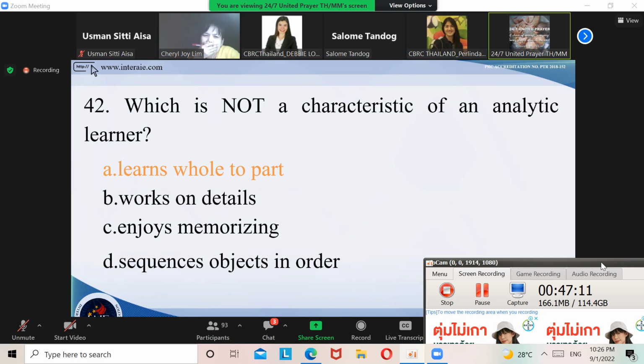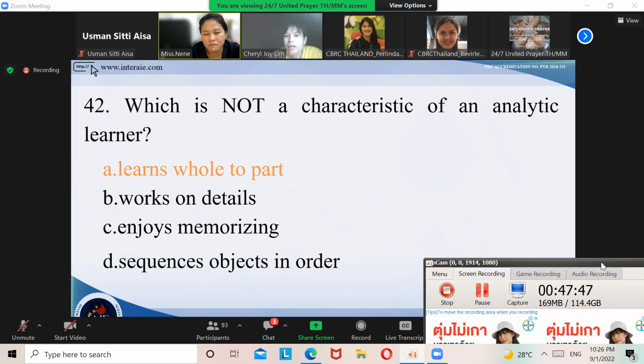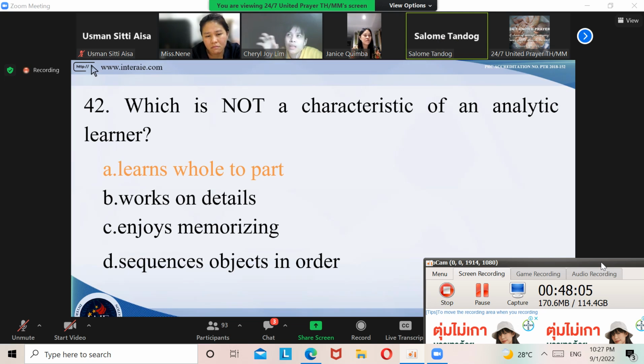Sandali lang ha. Which is not the characteristic of an analytic learner? Kasi di ba if we say memorization or memory recall, it is rote learning. Please take note sa number 42, kasi sabi niya, which is not characteristics of an analytic learner. If we say an analytic learner, mag-a-analyze. So, memorizing is not analyzing. Learns whole to part, galing sa malaki, parang deductive siya. Works on details, mahilig sila sa detalye, so more on seriation. Enjoys memorizing, rote memorization yan, nasa knowledge lang siya.